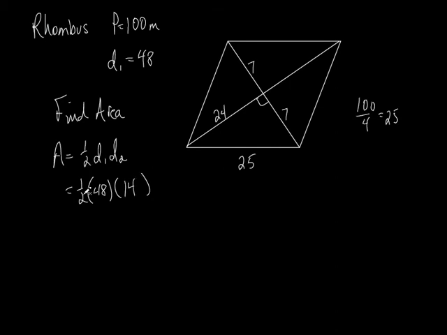So there's the two diagonals. 1/2 times the first diagonal. They told you that one right off the bat, and then you just had to find the second diagonal. So what we did is we drew both diagonals, knew that it was perpendicular. We knew this was 25, we knew this was 24 because it's bisected, and then we just figure out what this is. This is 7, this is 7, the whole thing's 14. Plug all that stuff in, and you should get 336.